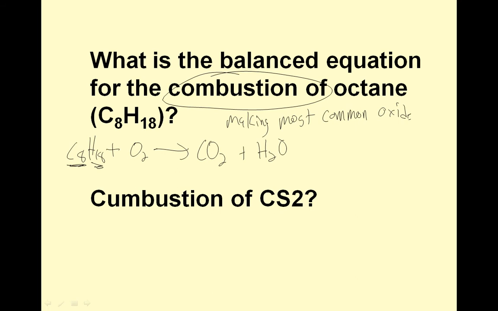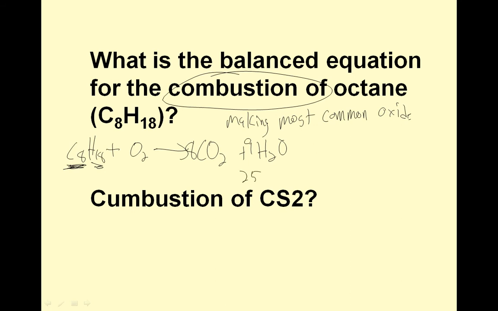That's it. And if I want to balance it, I suppose I should teach you guys how to balance again. If you're looking to balance, you want to have the same number of carbons on both sides. So to get 8 carbons on the right, I'll throw an 8 right here. And if I want to get 18 hydrogens, I throw a 9 here. 9 times 2 is 18. Okay. Now here's a problem. For my oxygens to balance, I have 16 plus 9.